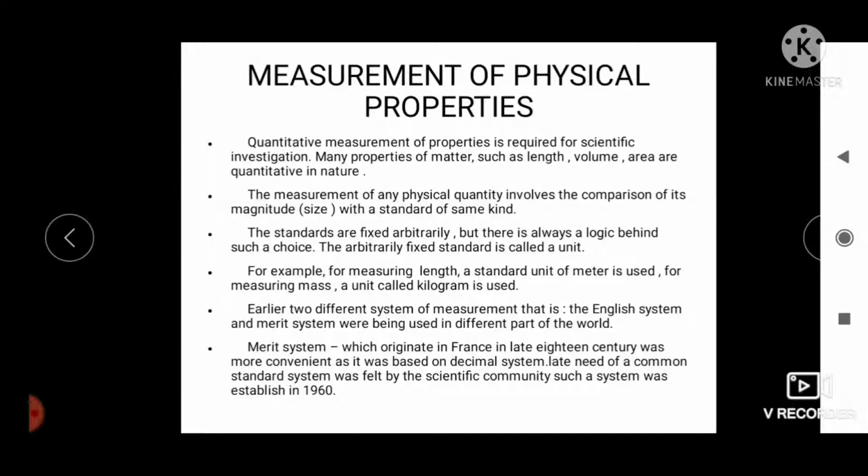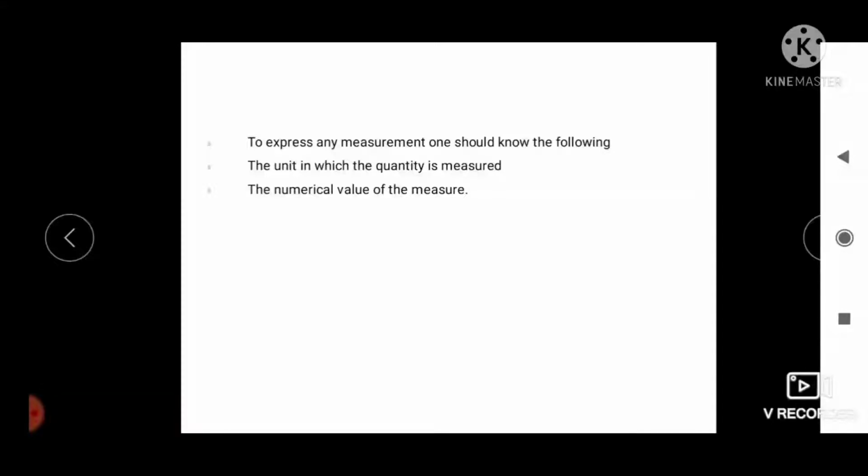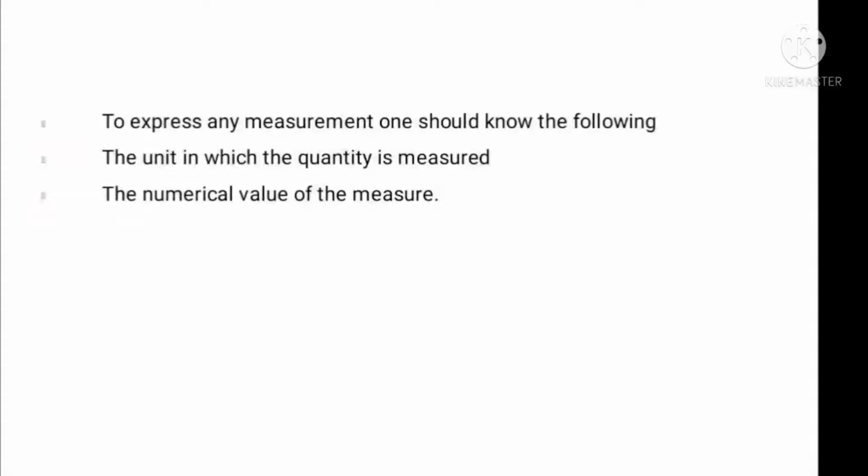From the example, we can say the measurement of any physical quantity involves the comparison of its magnitude, that is size, with a standard of the same kind. The standards are fixed arbitrarily, but there is always a logic behind such a choice. The arbitrarily fixed standard is called a unit. To express any measurement, one should know the unit in which the quantity is measured and the numerical value of the measure. This numerical value gives the number of times the unit is contained in it.